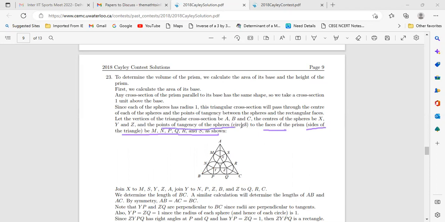Point of tangency of the sphere to the faces of the prism. So here you do have a point of tangency which is M, and here you do have point of tangency which is N, and here you do have point of tangency which is R, and here you do have point of tangency to the circle which is S. I hope you are able to follow this.